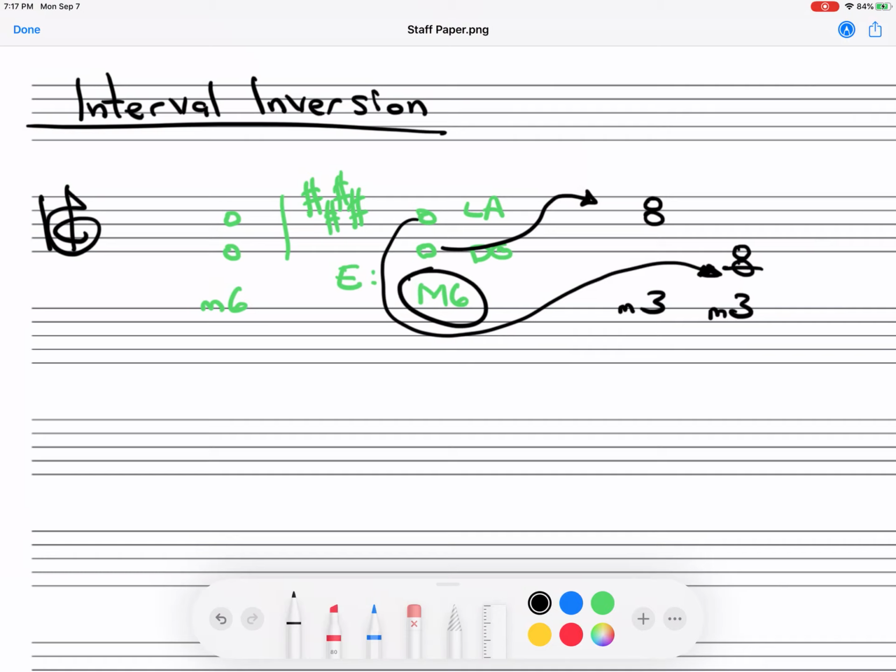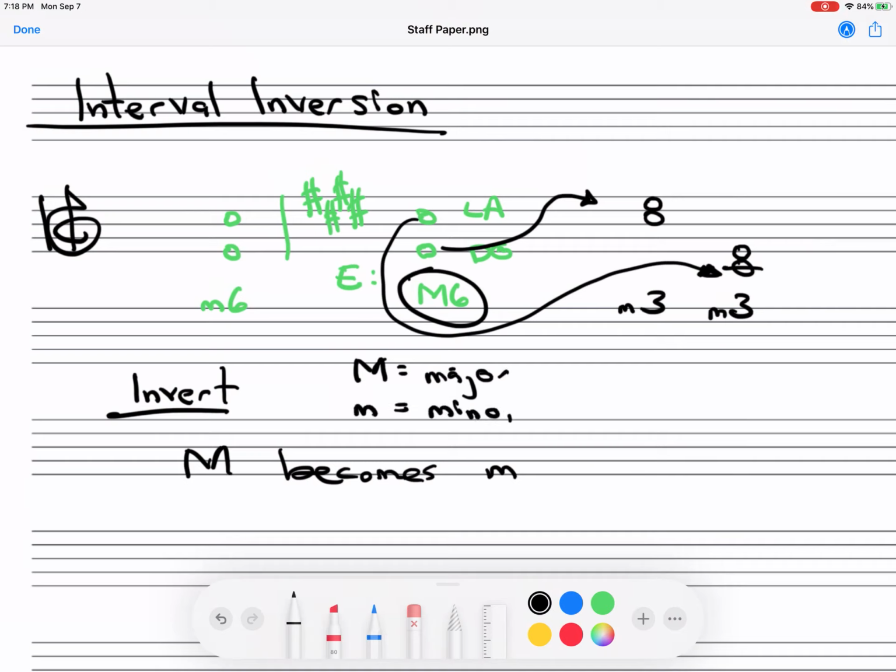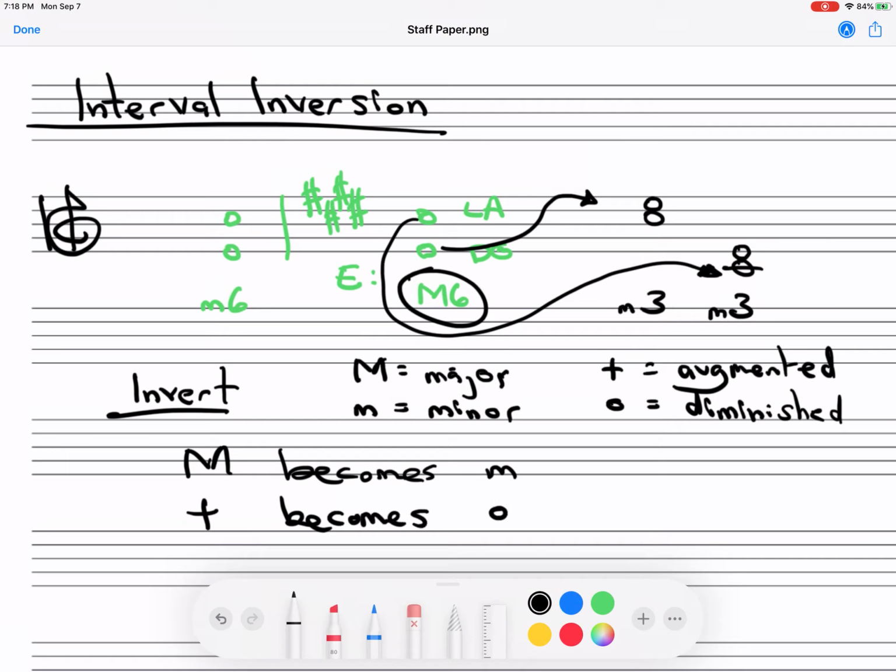So, if you invert, major becomes minor, as I just showed you. I'm putting the abbreviations now. So uppercase M equals major, lowercase m equals minor. As you know, plus equals augmented, and minus, or 0, equals diminished. Okay, so augmented becomes diminished. So these go back and forth.